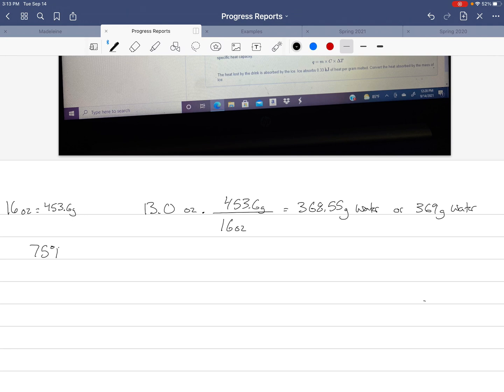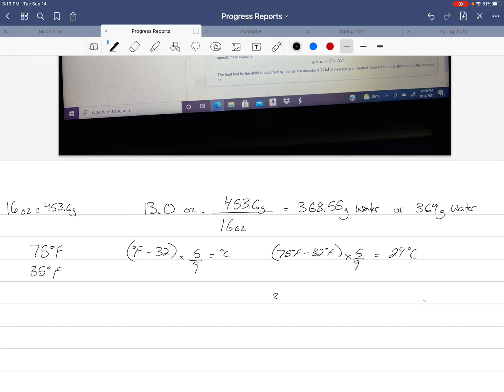Then I take 75 degrees Fahrenheit. Well, degrees Fahrenheit minus 32 times 5 divided by 9 equals degrees Celsius. So I have to do this for 75 and 35 degrees Fahrenheit. So 75 minus 32 in parentheses, do that first, then times 5, then divided by 9 gives me my degrees Celsius. I get around 23.8, so about 24 degrees Celsius.